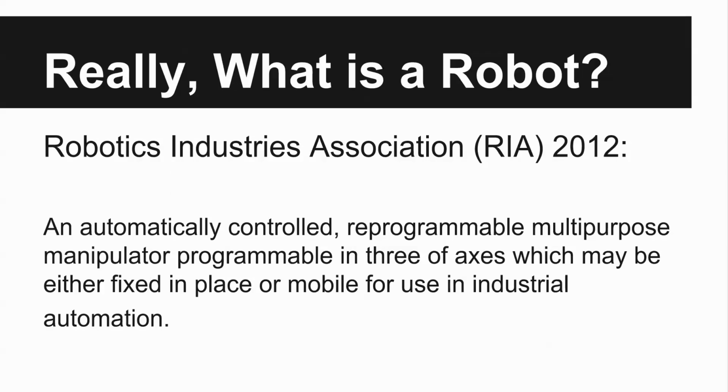Well, according to the Robotics Industries Association in 2012, they came up with a piece that had to do specifically with an automatically controlled, reprogrammable, multi-purpose manipulator programmable in three or more axes, which may be either fixed in place or mobile for use in industrial automation. So that's for basically an industrial robot. We don't work with those that much in class.